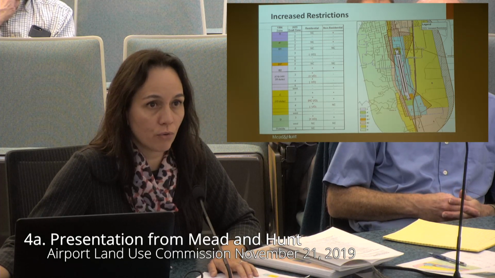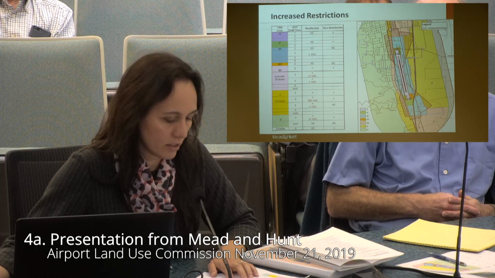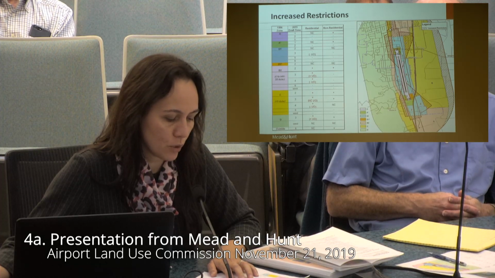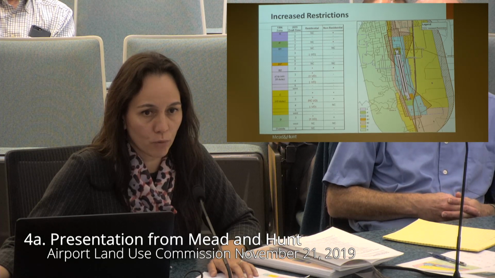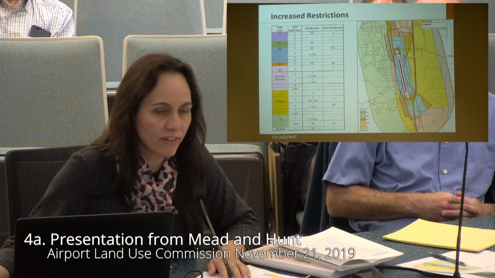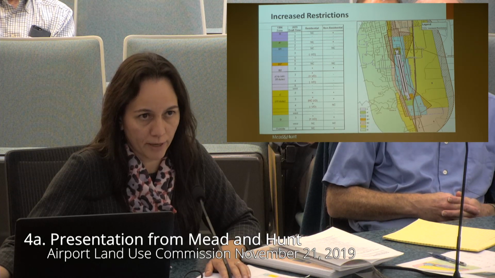Moving to Zone 4 up here in the yellow area, it would be 15 dwelling units per acre down to 2-acre lots without the urban overlay, and 35 dwelling units per acre would be allowed with an urban overlay.